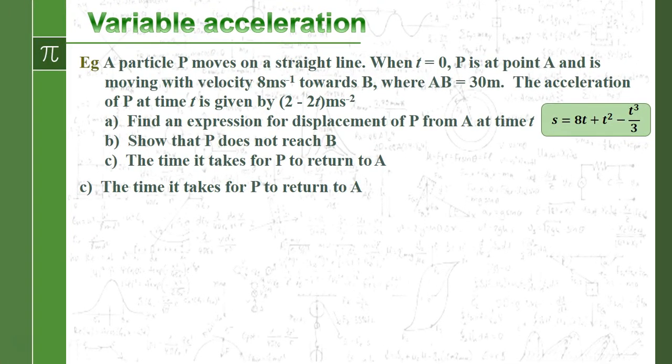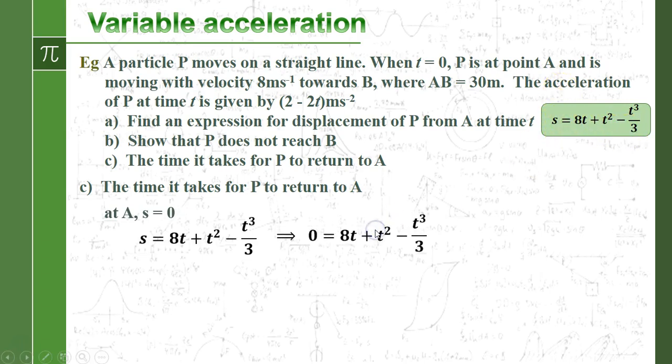It says the time it takes for P to return to A. So the point at which it returns to A, that's when the displacement will be 0. So I've just got to stick a 0 into my displacement equation, which is, there we go. So we've got 0 equals 8t plus t squared minus t cubed over 3. Now I've got to do some solving.